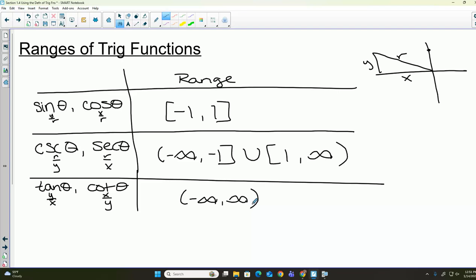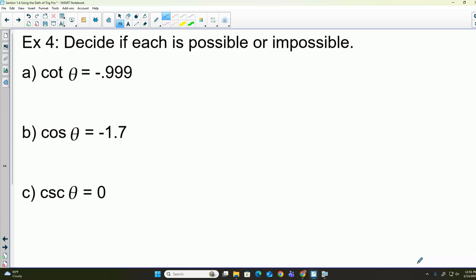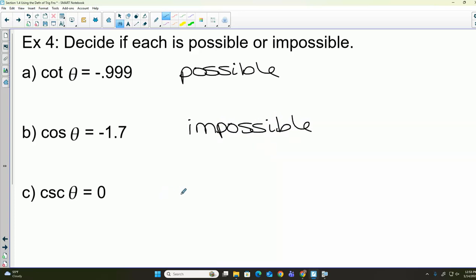So I want you to look at this slide and just decide for each of these if that would be possible or impossible. First one, can cotangent be a -0.999? Yes, tangent and cotangent can be anything. So this one is possible, or you can just put yes. Okay, can cosine be a -1.7? No, it has to be between -1 and 1, so this one is not possible. Okay, can cosecant be 0? No. Cosecant has to be smaller than -1 or bigger than +1.